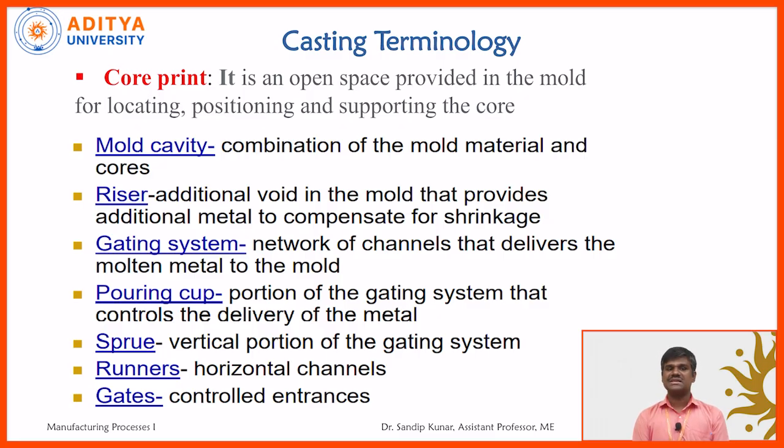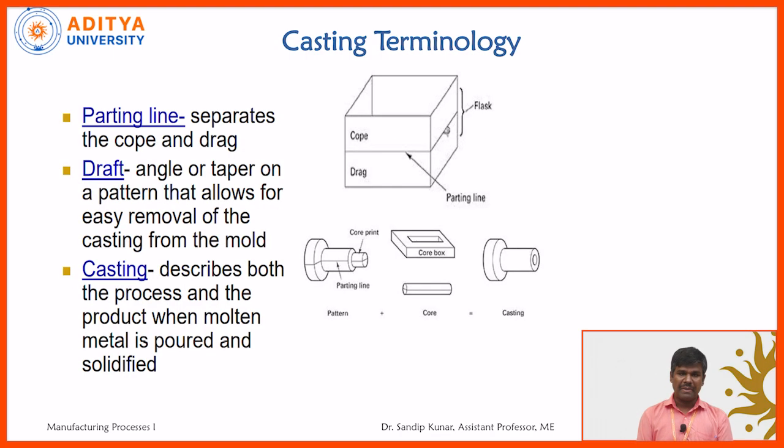Gates are the controlled entrance to the mold cavity through which liquid metal enters the mold cavity slowly and uniformly. Parting line is the middle portion of the cope and drag. We can see that this upper part is called cope. This total box is called flask, or molding box.